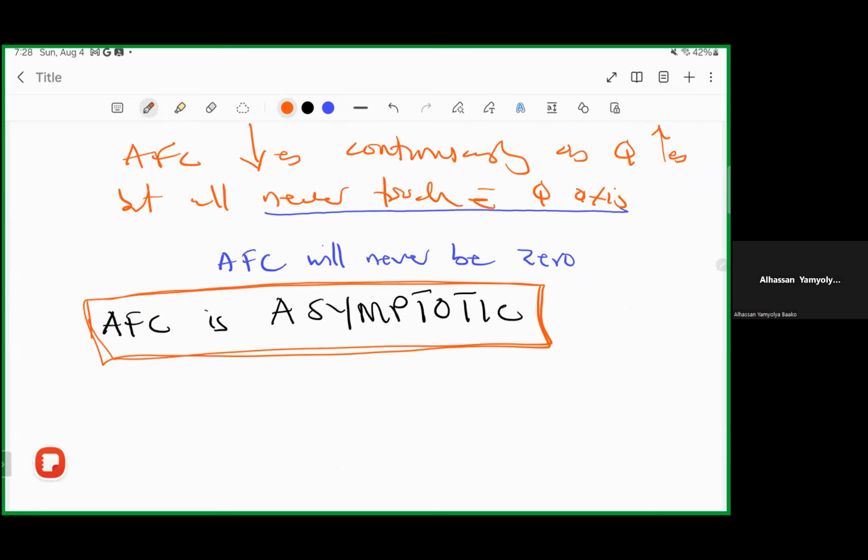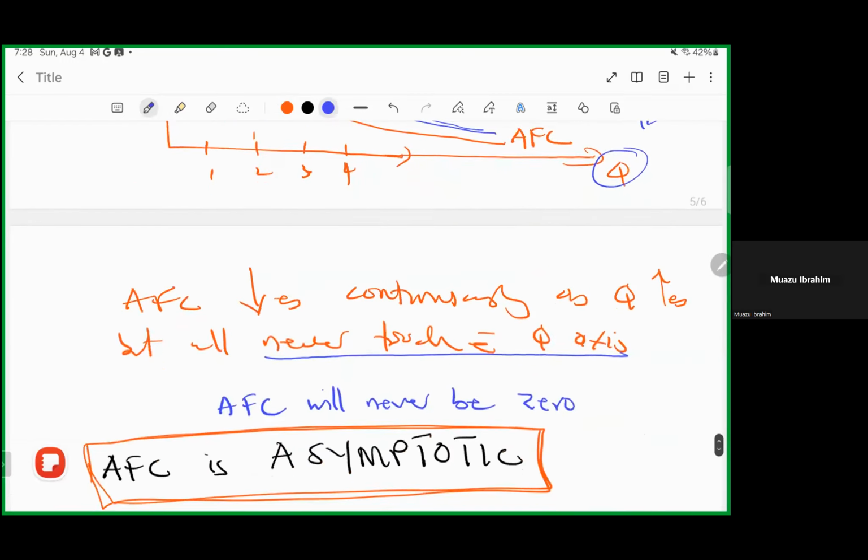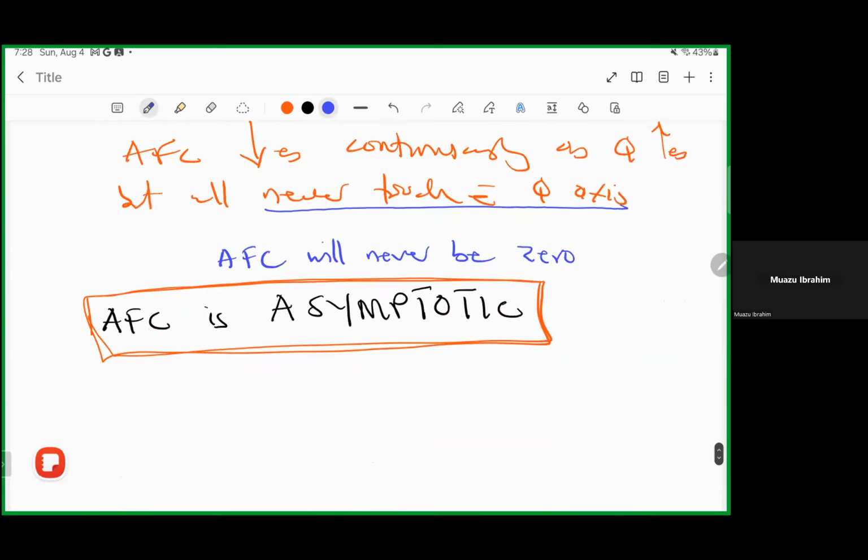So this is average fixed cost, and average fixed cost is asymptotic, because look at it, it decreases as output increases, but it will never touch the output axis. Because of that, the behavior of average fixed cost is said to be asymptotic.